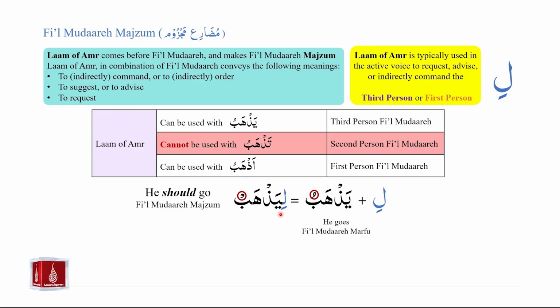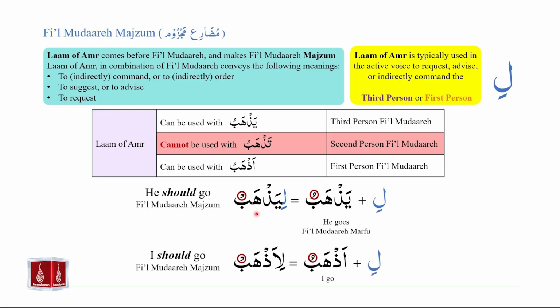Furthermore, li yazhab can be translated as he should go. So in the case of he should go, we are indicating that either we are making an indirect command or making an indirect order, or we are making a suggestion or advising. Yazhabu was he goes, and with the addition of laam Amr, the translation becomes he should go. Li yazhab.